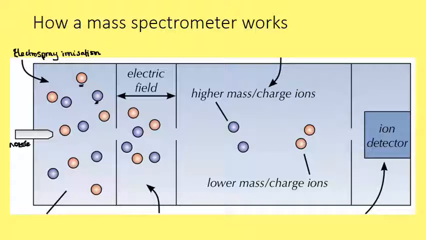Let me label it for you. This is where acceleration happens in the second chamber, and the acceleration happens because we apply an electric field to these ions. And so we're accelerating them from left to right. The same amount of force is applied to each of the particles, and so each particle gets the same amount of kinetic energy.